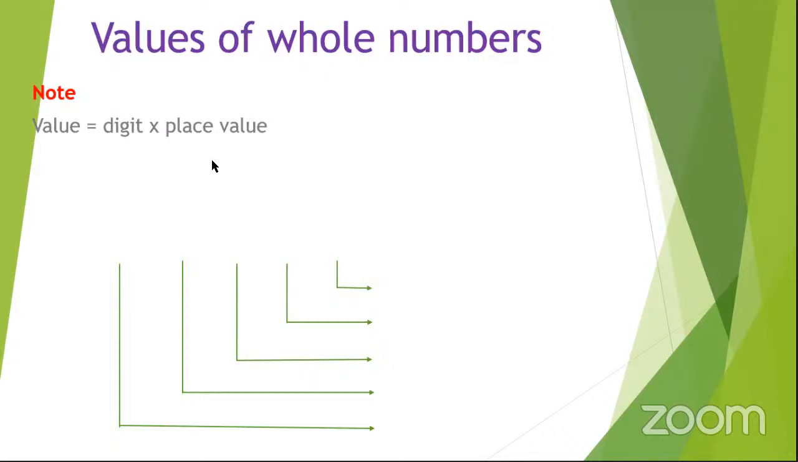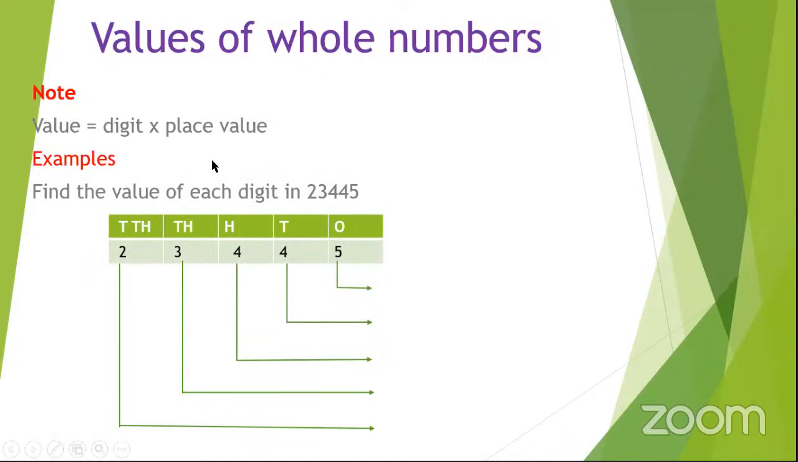Let us see an example here. The first example: find the value of each digit in 23,445. We are going to learn how to read these big numbers and how to write them in words in our other lesson. Let us not force it now. So when you're finding the value of each digit, we still draw the place value table. After drawing the place value table, you give each digit a place value. So when you give each digit a place value, the next step is to get the value.